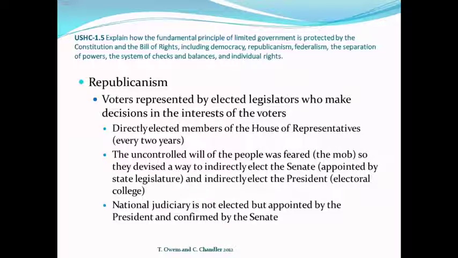The Electoral College is important to remember because that's still how we elect the president today. The people do not directly elect the president, rather we elect representatives who then go and vote for the president for us, and that still is the case today.